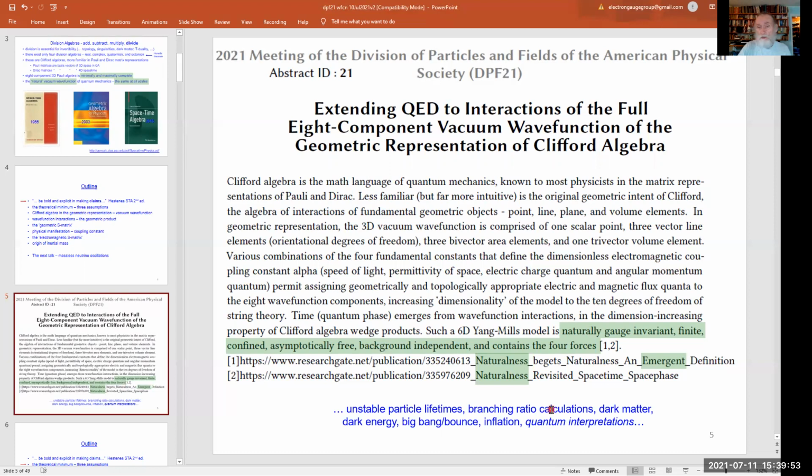You can do branching ratio calculations with it. It contains dark matter and dark energy. The Big Bang, it has an explanation for inflation, and perhaps most important of all, it resolves a lot of the issues in quantum interpretations. We've had almost a century now, starting with the Copenhagen interpretation, of various perspectives on the wave function. But by starting with the wave function in the model, I think we resolved pretty much all of those.